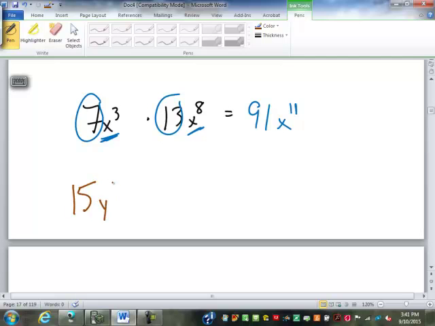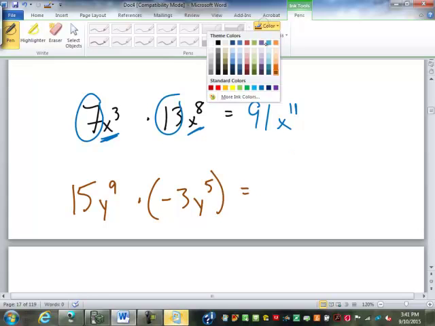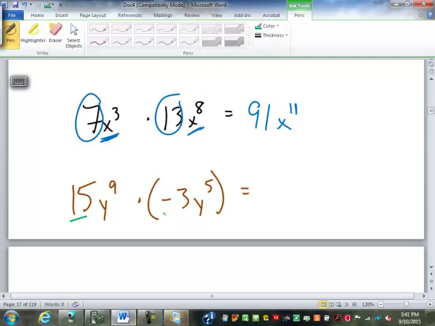So I have 15y to the 9th times a negative 3y to the 5th. 15 times negative 3 is negative 45. Y to the 9th times y to the 5th is y to the 14th.